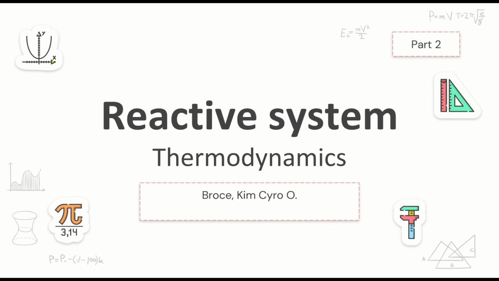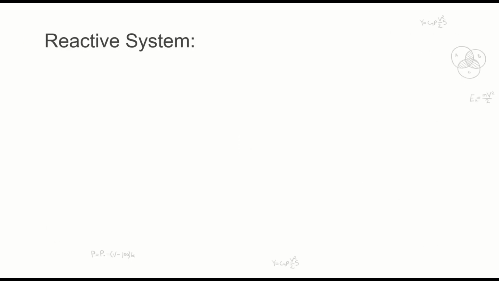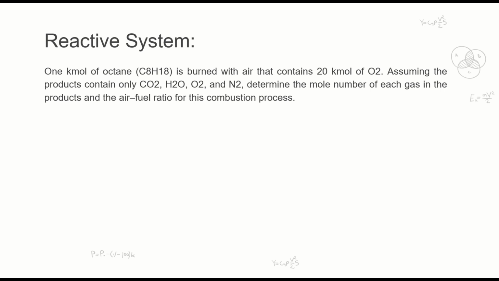For today's video, we will discuss reactive systems and thermodynamics. So let's start. Reactive system problem number 2. 1 kmol of octane, C8H18, is burned with air that contains 20 kmol of oxygen, O2. Assuming the products contain only CO2 (carbon dioxide), H2O (water), O2 (oxygen) and N2 (nitrogen), determine the mole number of each gas in the product and the air-fuel ratio for this combustion process.